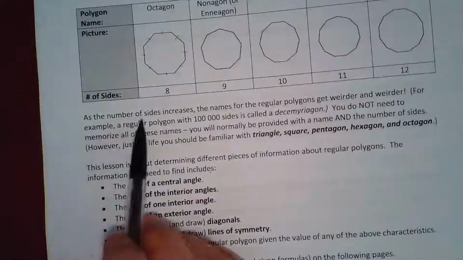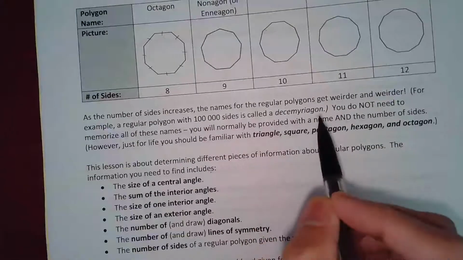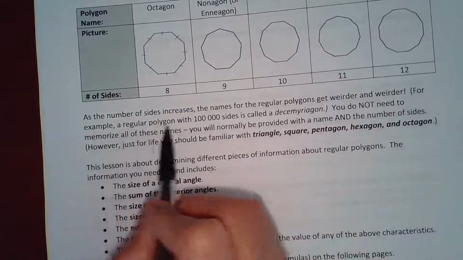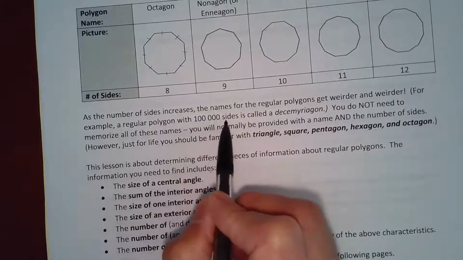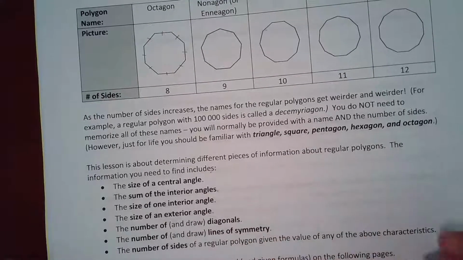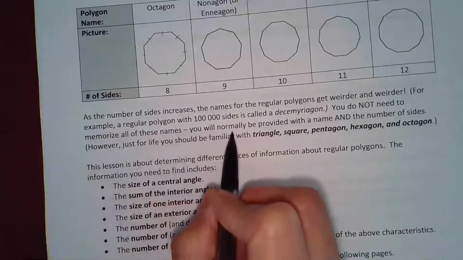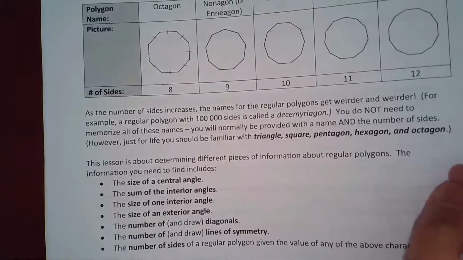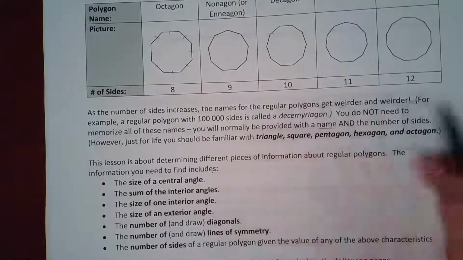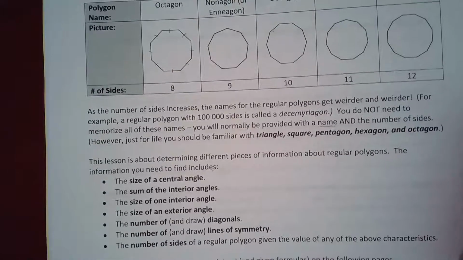So as the number of sides increases, if we continue to put more sides, the regular polygons get wider and wider. For example, a regular polygon with 100,000 sides is a, I can't even pronounce it. So you do not need to memorize all of these names. Just like I said, we will normally be provided with the names and the number of sides. So if you have the name, you can figure out the number of sides. If you have the number of sides, then you can figure out the name. You can always refer back to this.